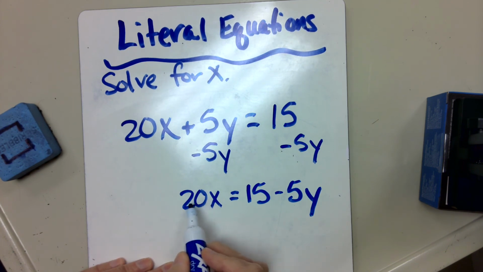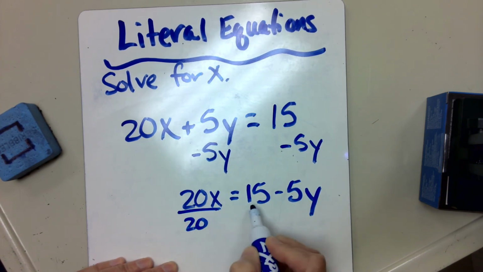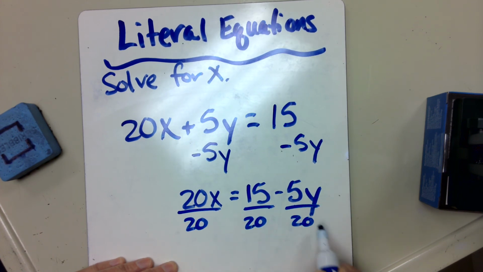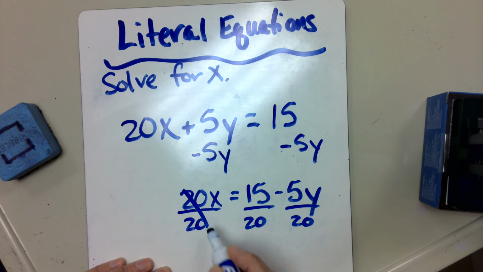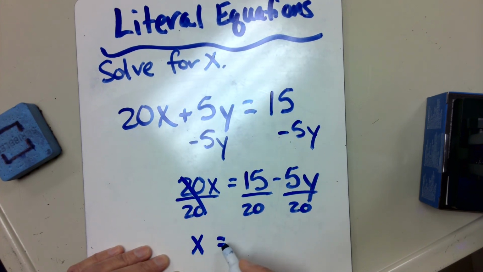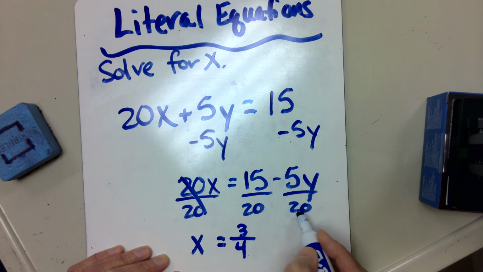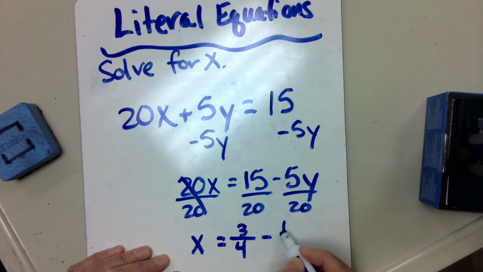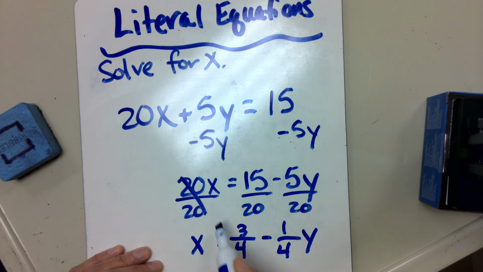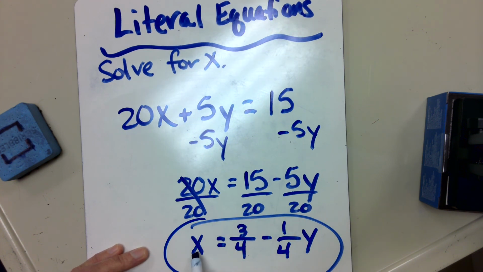Now we're ready to get rid of the coefficient. We have to divide. Everything gets divided. So let's see what simplifies. This cancels, so we get x equals, now 15 over 20 can be simplified. We can divide these both by 5. 15 divided by 5 is 3. 20 divided by 5 is 4. This also can be simplified. They both can be divided by 5. So 5 divided by 5 is 1, and 20 divided by 5 is 4, and it has a y with it. And we're done. Our x is by itself.